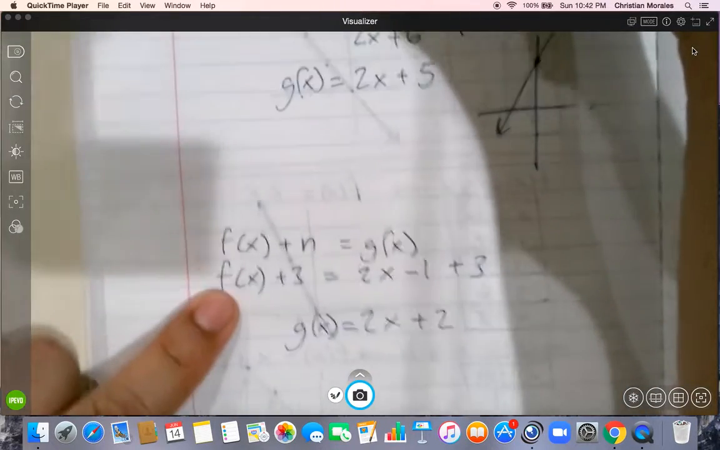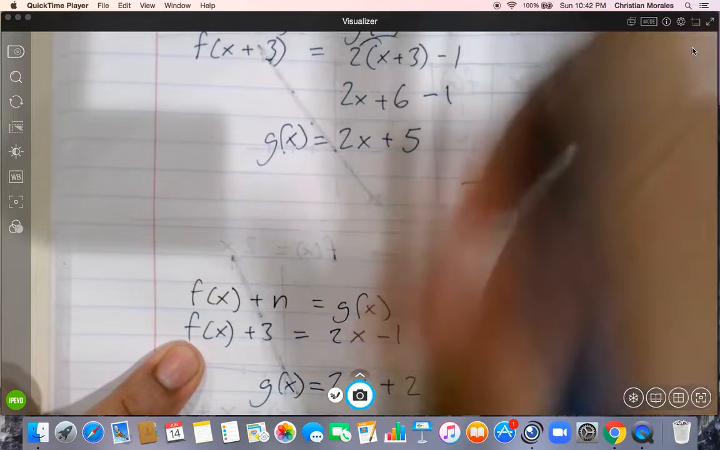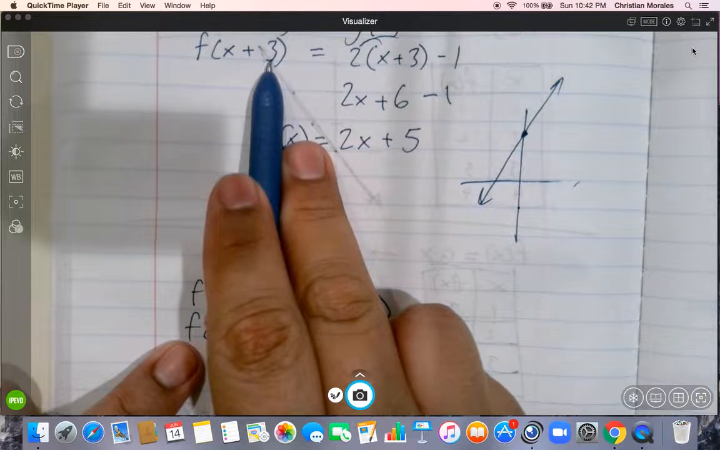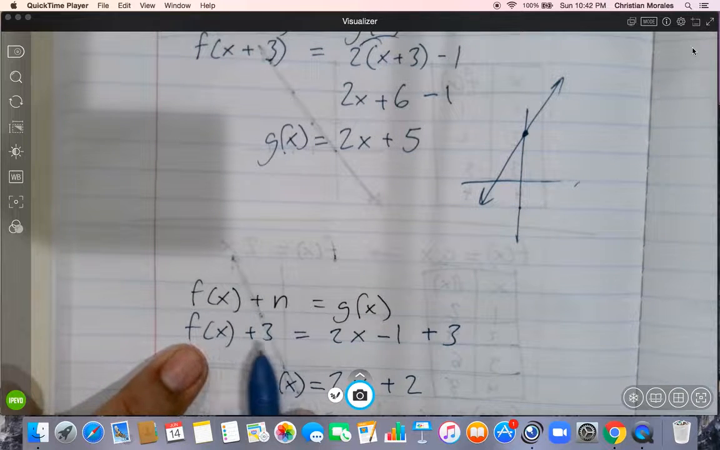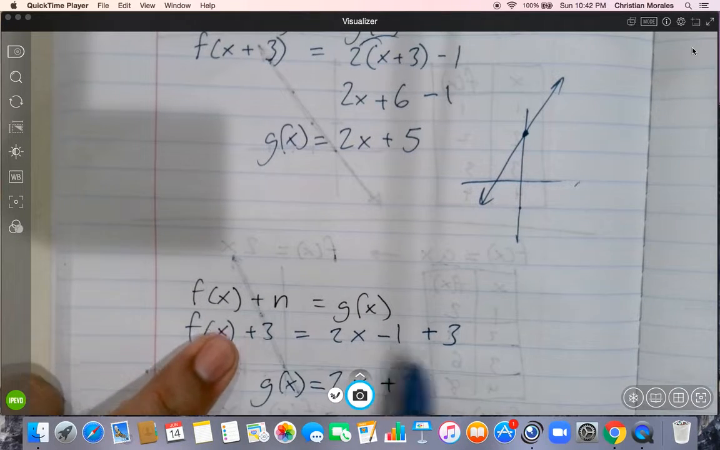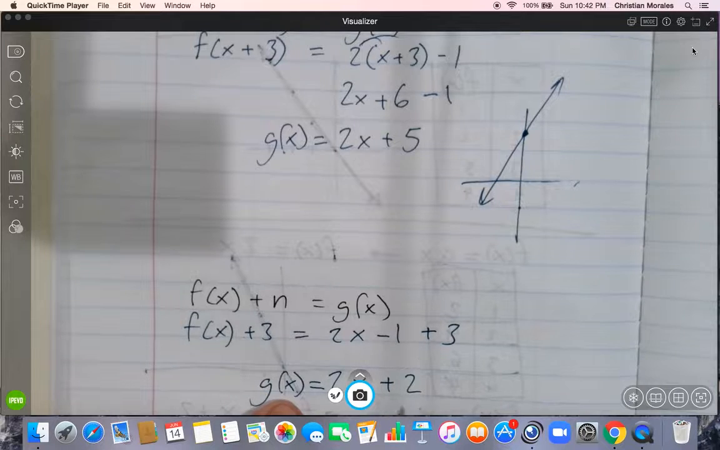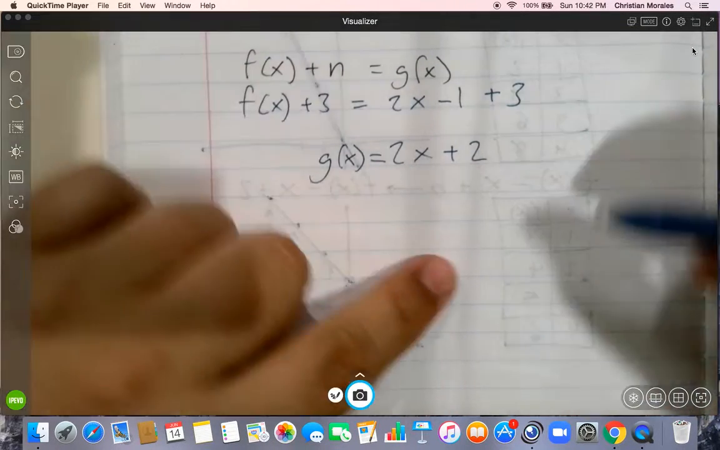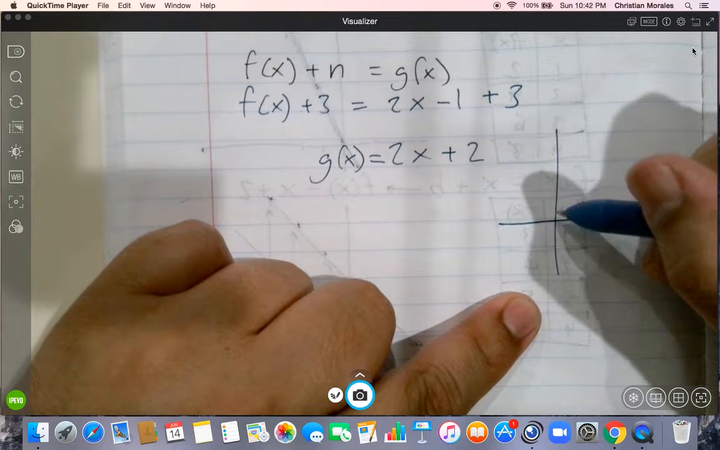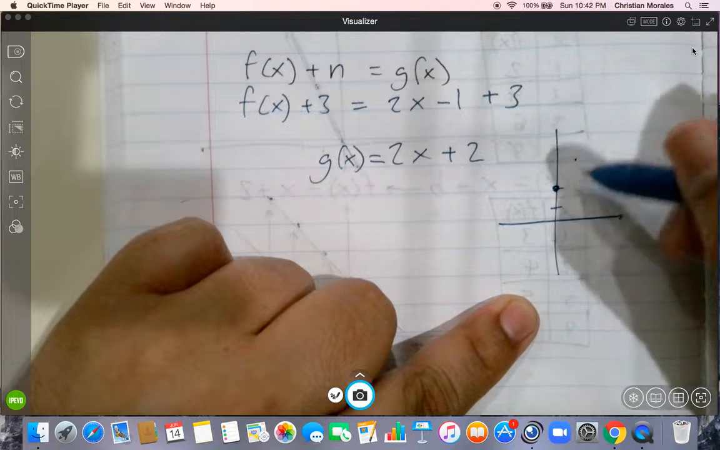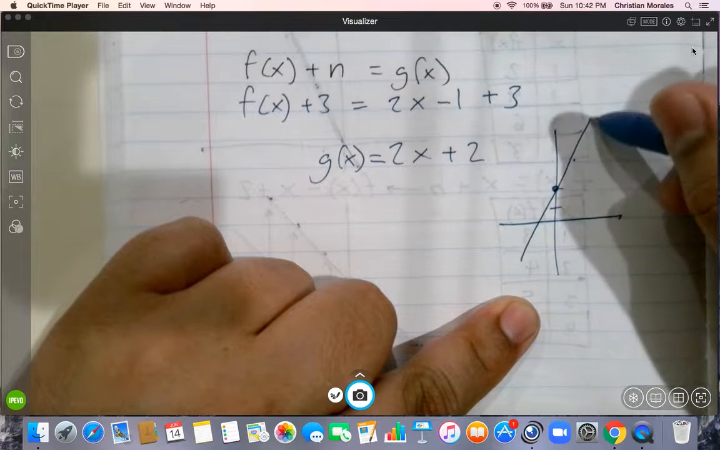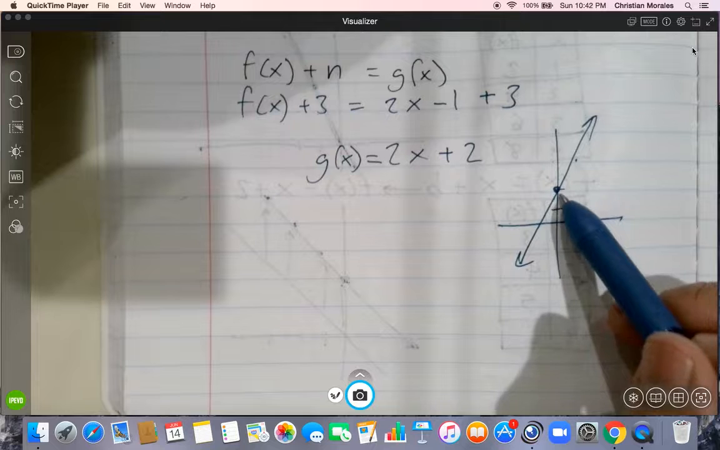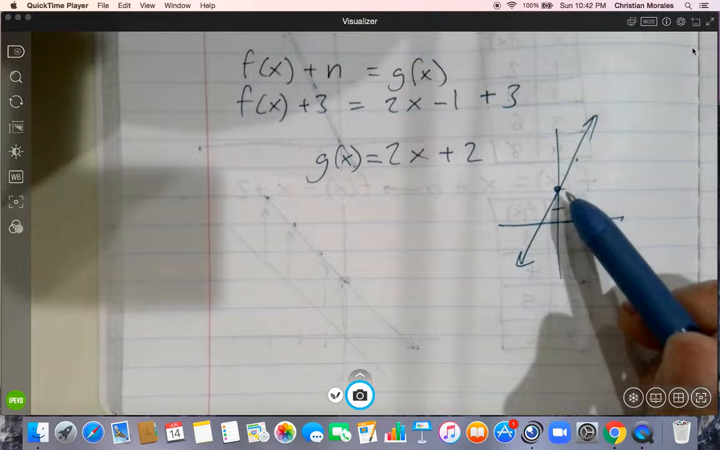So take a look at the differences. In the first one, I was changing the number inside the input, inside the parentheses. But here, if the number they're adding is outside, you're just adding it to the end. And that's how you get this answer. And then if we graph this one, positive 2 of 2 over 1. Line looks like that. Again, the slope is the same, but the intercept is different.